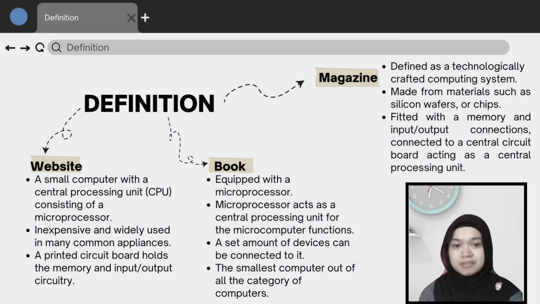In conclusion, most definitions of a microcomputer are similar. It is typically defined as a microprocessor with a central processing unit, which has memory and input-output connections for peripherals to be able to communicate with the computer.